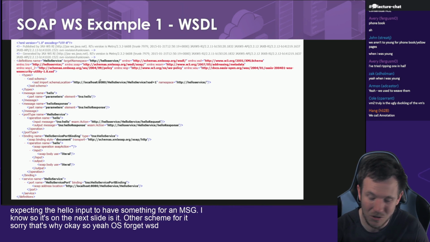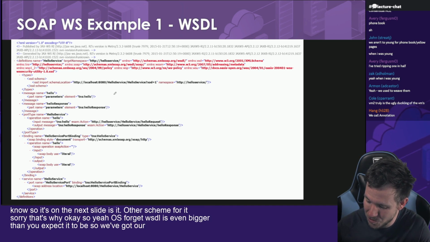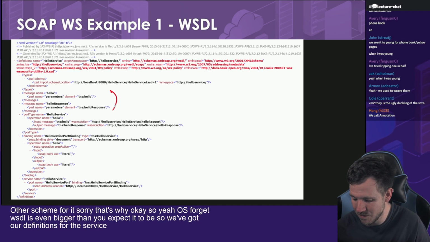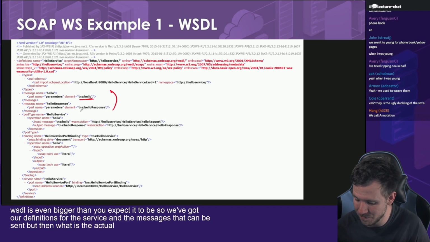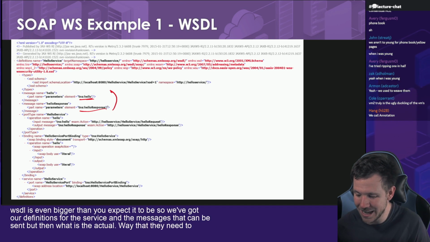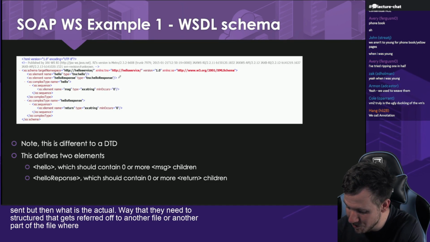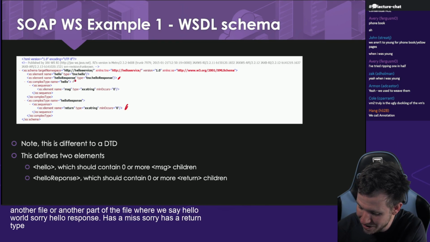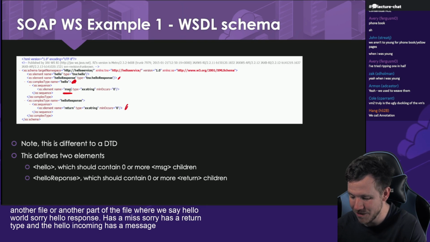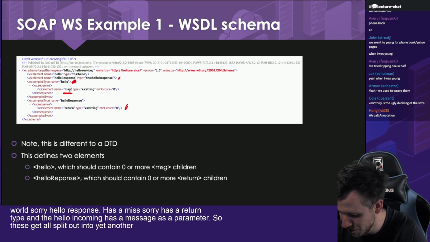WSDL is even bigger than you expect it to be. So we've got our definitions for the service and the messages that can be sent. But then what is the actual way that these are structured? That gets referred off to another file or another part of the file where we say a hello response has a return type, and the hello incoming has a message as a parameter. So these get all split out into yet another part of the file.